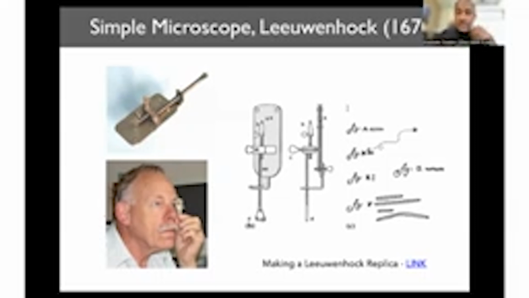The very simple microscope that Leeuwenhoek developed, this is a replica of the same. And as you can see, the optics were very simple. The light source was actually white light.